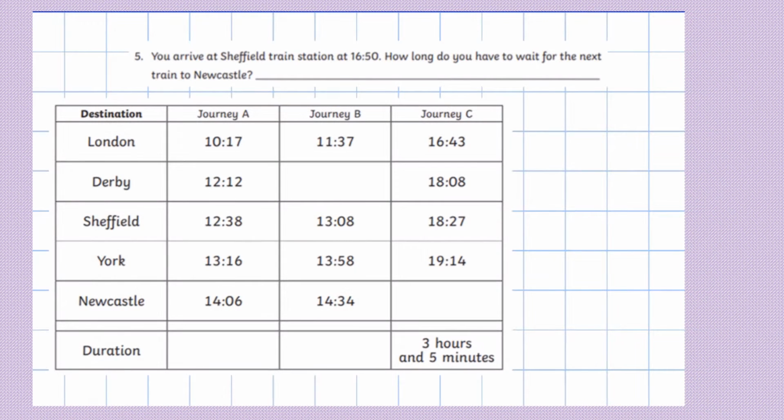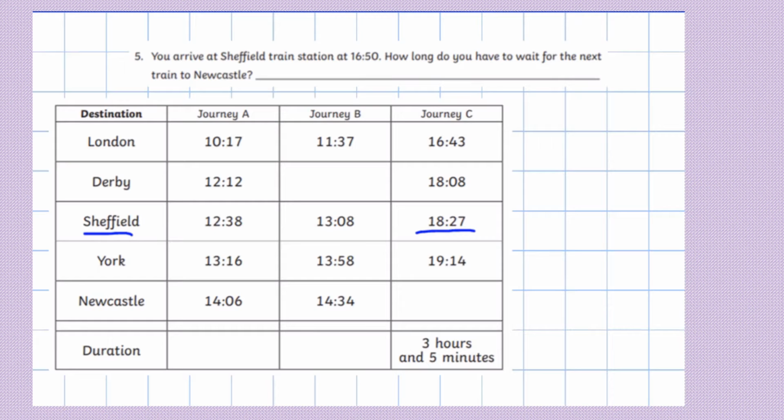So you arrive at Sheffield train station at 16:50. Well, here's Sheffield. 12:38, that's too early. 13:08, so it's got to be this one. So you arrive at 16:50. The train doesn't leave until 18:27. It says how long you've got to wait for it. So we've got to do the difference between 16:50 and 18:27.